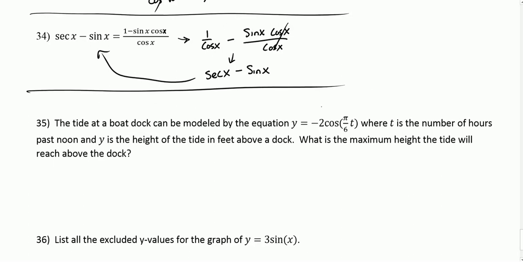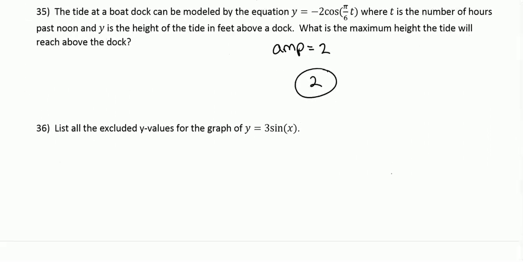Number 35. The tide at a boat dock can be modeled by the equation y equals -2 cosine of (pi over 6)t, where t is the number of hours past noon, y is the height of the tide in feet above the dock. What's the maximum height the tide will reach above the dock? So this is an amplitude question. Amplitude deals with the height, and here the amplitude is 2, which is the maximum height, and so that's our answer, 2.